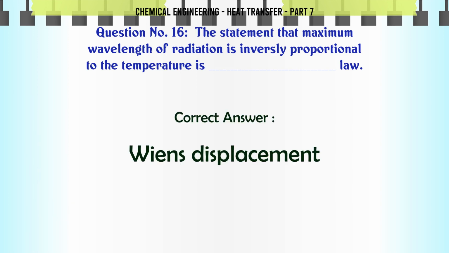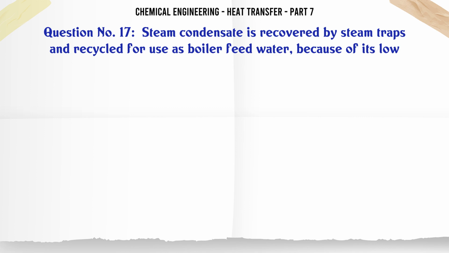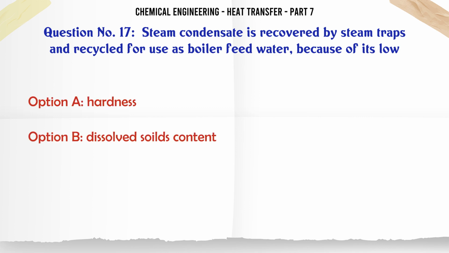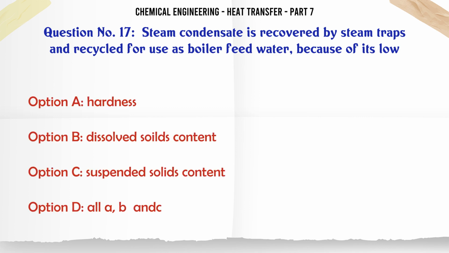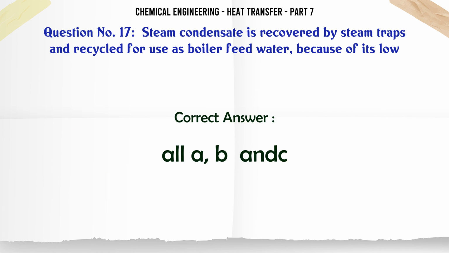The correct answer is Wien's displacement. Steam condensate is recovered by steam traps and recycled for use as boiler feed water because of its low A. hardness. B. dissolved solids content. C. suspended solids content. D. all A, B and C. The correct answer is all A, B and C.